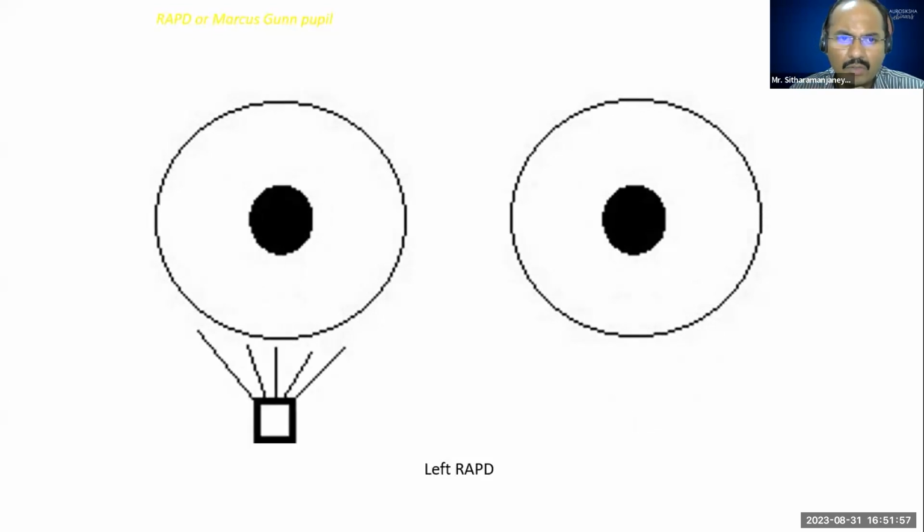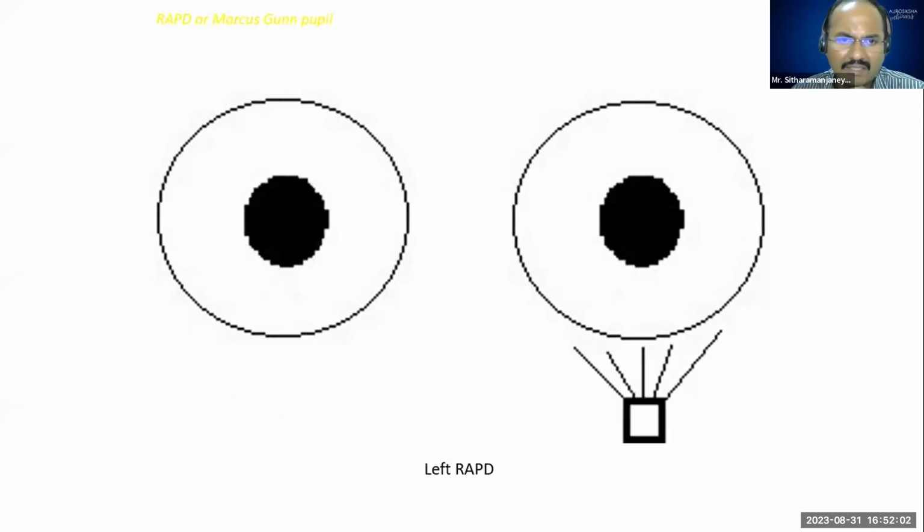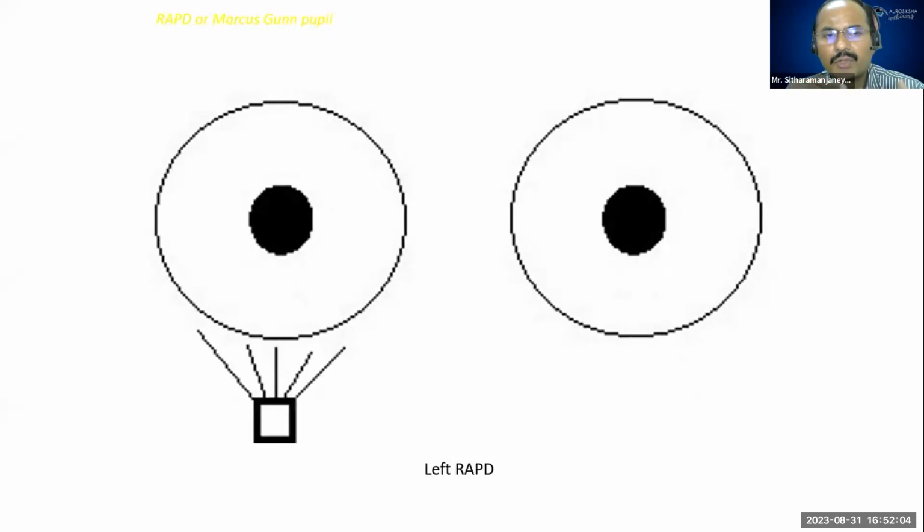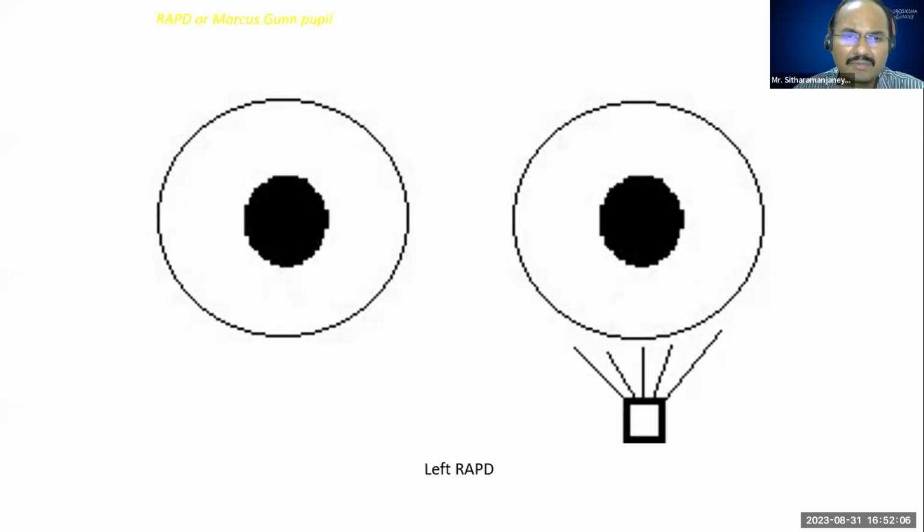So these are the tests which are available in the primary eye care center and will help you to investigate sudden loss of vision because of ocular conditions.